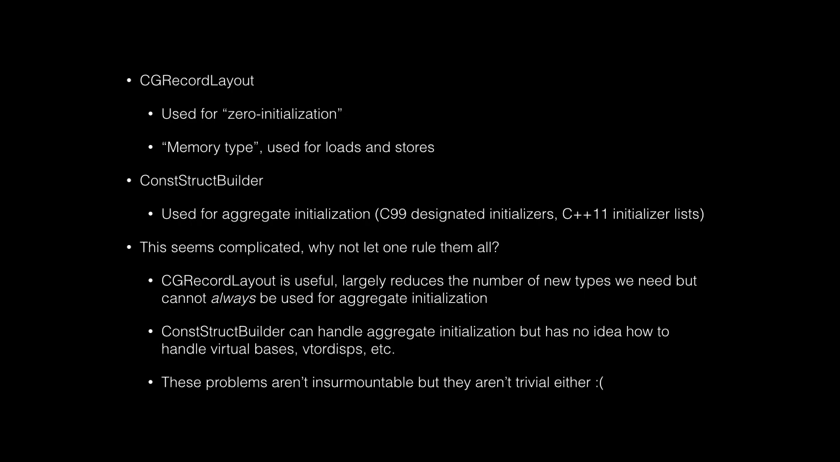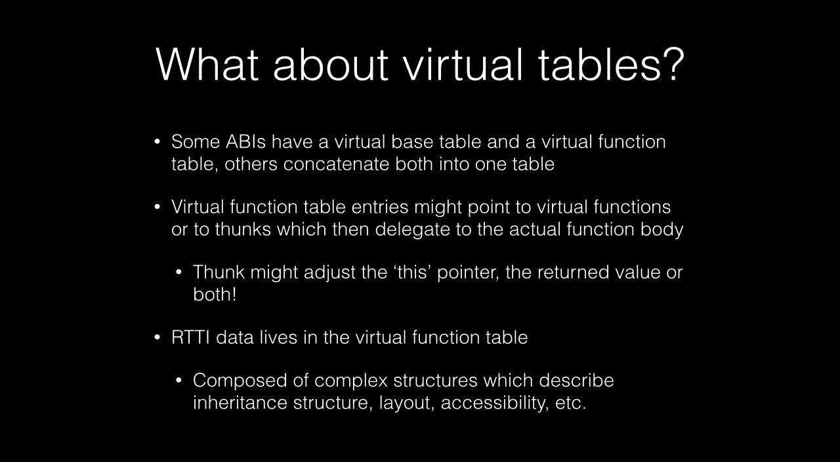So speaking of virtual tables, what about virtual tables? Well, certain ABIs are endowed with a virtual base table and a virtual function table, and others concatenate the two into one. Minor difference, the concatenation is prettier, arguably, but conceptually they're the same thing. I will use the virtual function, virtual base table nomenclature though. Virtual function table entries might point to virtual functions, or they might point to thunks, which delegate to virtual functions. Sometimes the thunk will adjust the this pointer. Sometimes the thunk will adjust the returned value. Sometimes the thunk will adjust both.